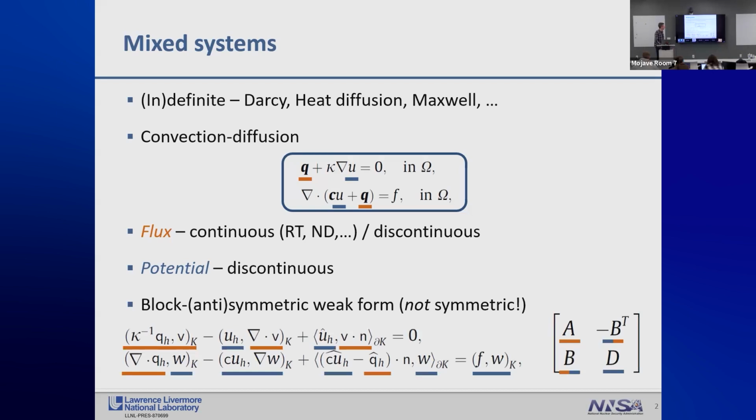And when we formulate this in weak form, we obtain a block symmetric or antisymmetric structure. But I should point out that it's not truly symmetric, element-wise. That's very important because, for example, A can be asymmetric due to anisotropic diffusion, or B is asymmetric because of convective terms.